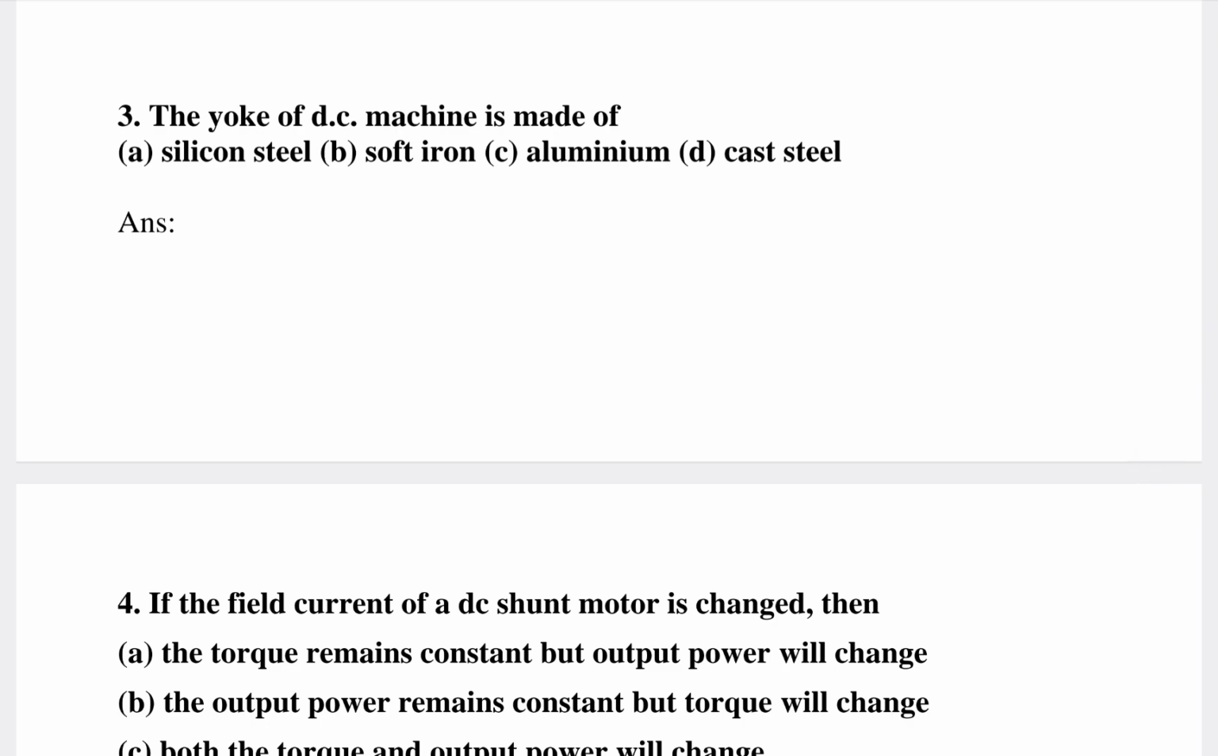The yoke of a DC machine is made up of what? Cast steel.